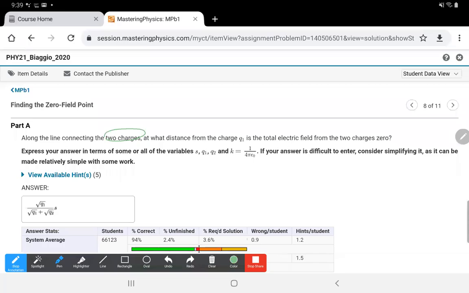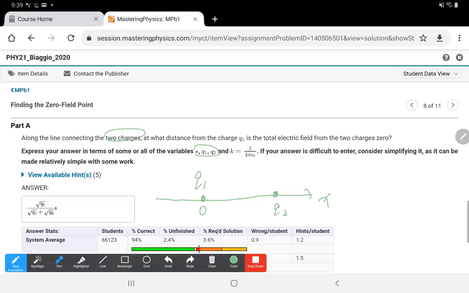The two charges are on the same... let me see, we don't know whether they are positive or negative, but I just assume they are positive. All the values are Q1 and Q2. And where is the zero point? If we have an X axis, I put 0 here, and at 0 I put Q1 here, and I put Q2 here.